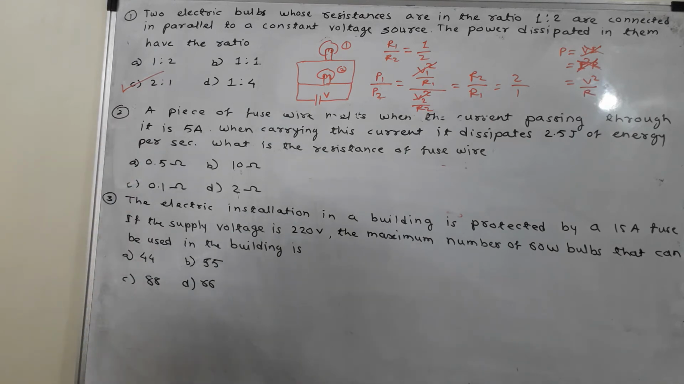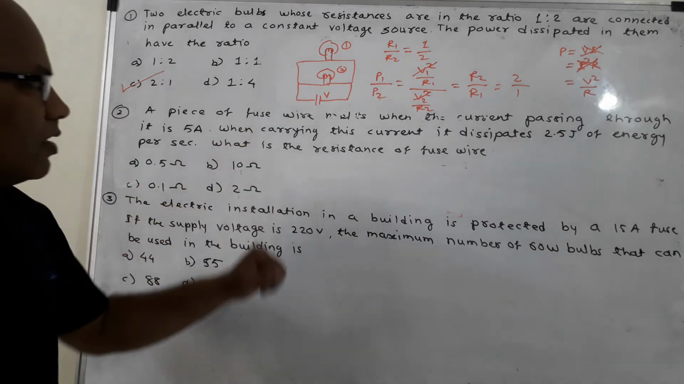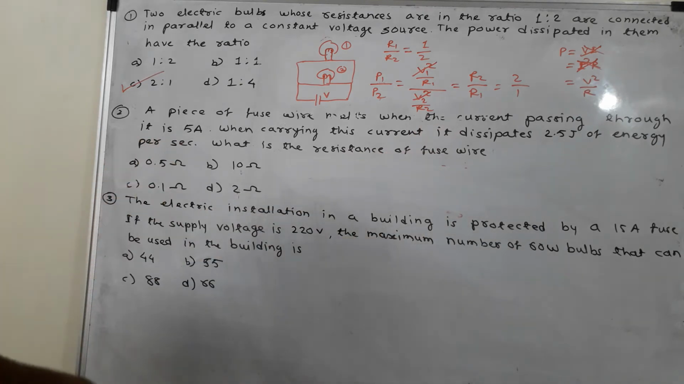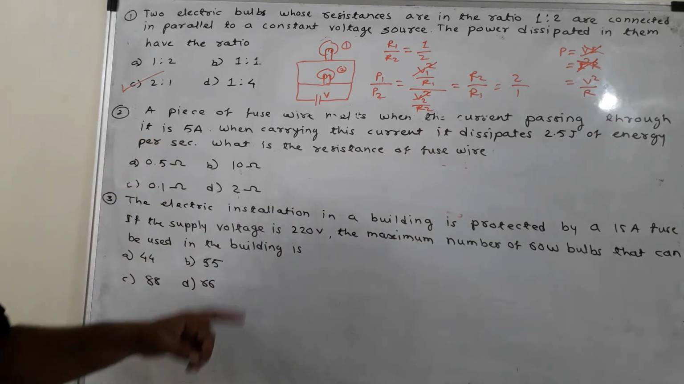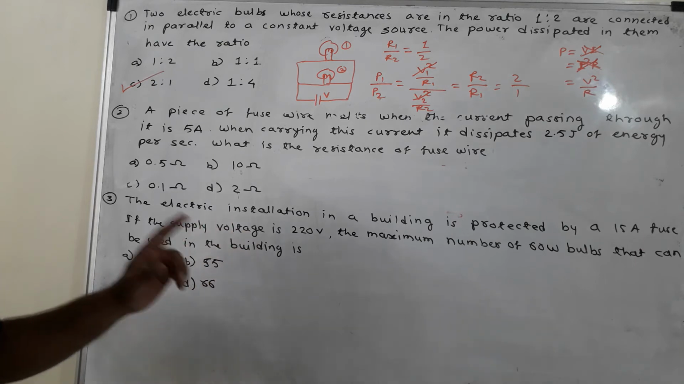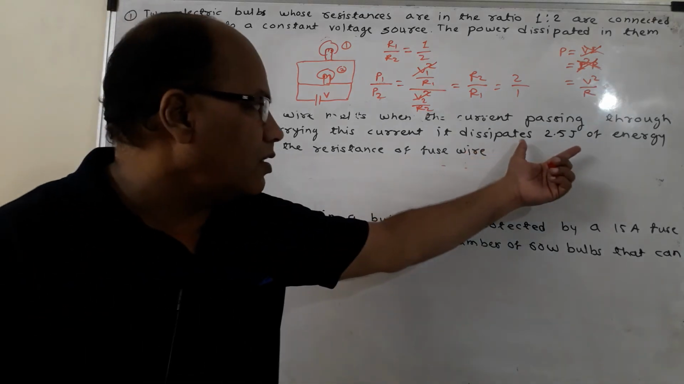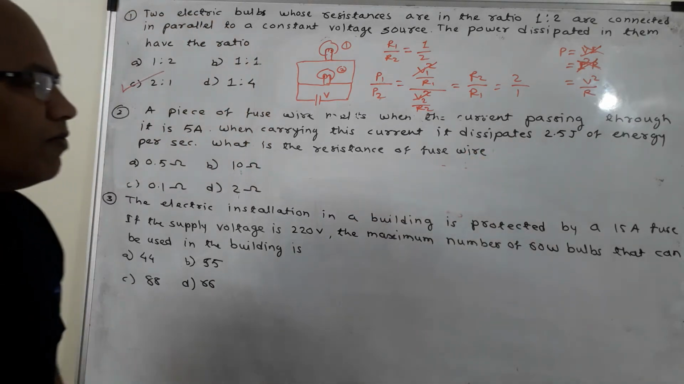Now MCQ number 2. A piece of fuse wire melts when the current passing through it is 5 ampere. When carrying this current, it dissipates 2.5 joule of energy per second. What is the resistance of the fuse wire? Now they have given that the energy dissipated is 2.5 joule.